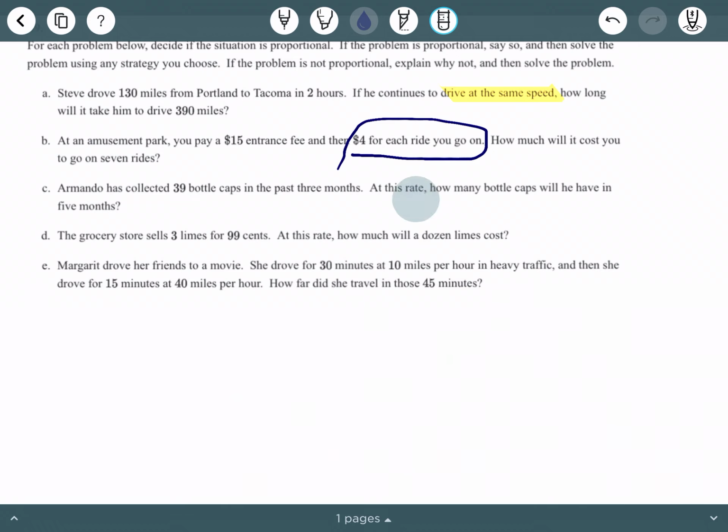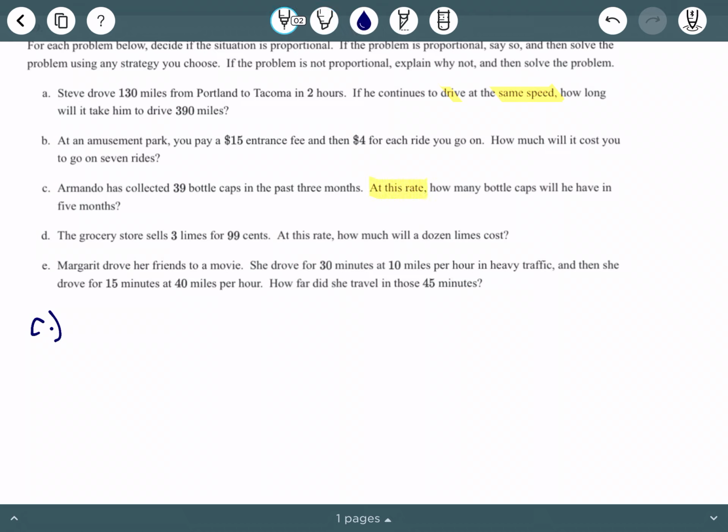All right, that's all for B. So let's go ahead and have a look at C. Armando has collected 39 bottle caps in the past 3 months. At this rate, how many bottle caps will he have in 5 months? Is it proportional? This one is going to be proportional because they say at this rate.